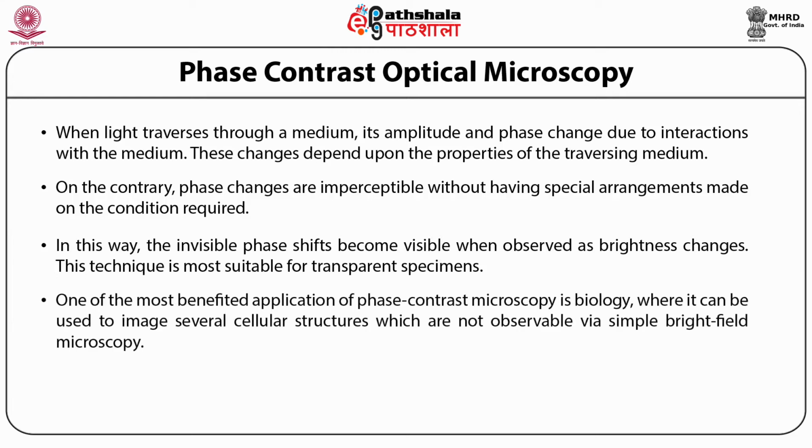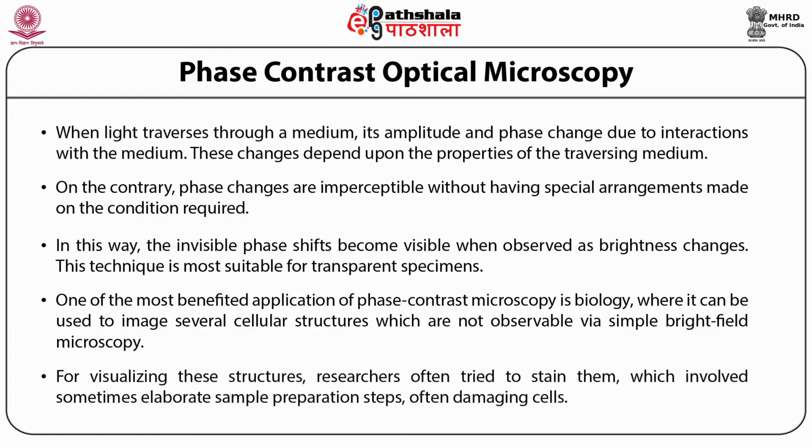One of the most benefited applications of phase contrast microscopy is biology, where it can be used to image several cellular structures which are not observable via simple bright field microscopy. For visualizing these structures, researchers often tried to stain them, which involved sometimes elaborate sample preparation steps, often damaging cells. Phase contrast microscopy has allowed studying cells in their natural states.